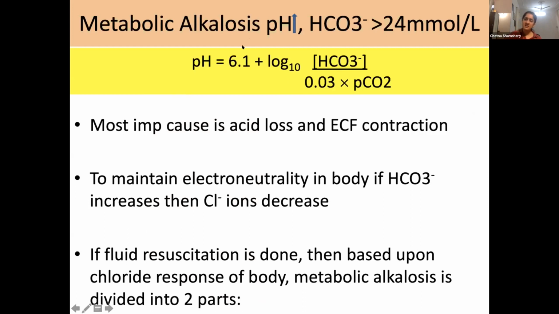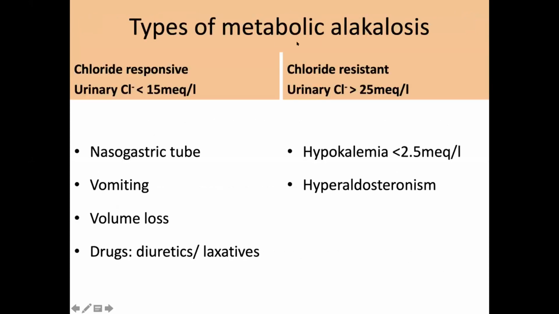So either the H ions are getting lost from the body or the bicarbonates are increasing in the body. That will happen when there is loss of H ions from the body. That will usually happen when, supposing a patient has a nasogastric tube and complete fluid from the stomach is coming out from that nasogastric tube, or a patient is continuously vomiting. That is when the H ions will be lost and the body will have an excess of bicarbonate ions. So metabolic alkalosis is of 2 types. To determine which, we always measure the urinary chloride levels.